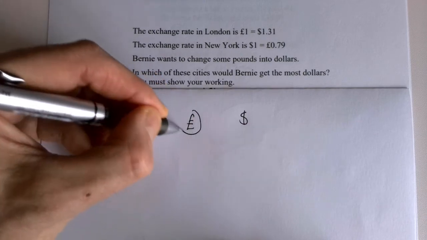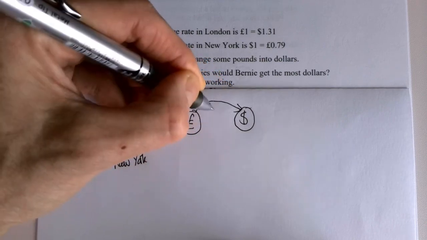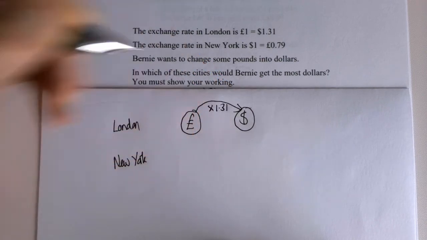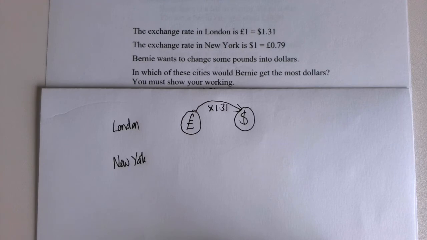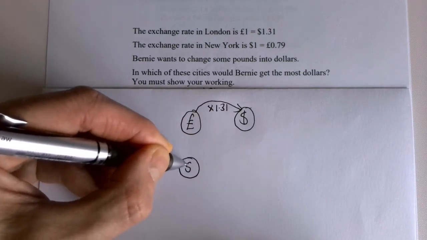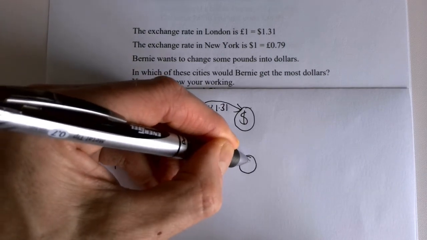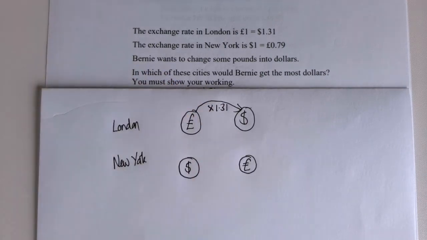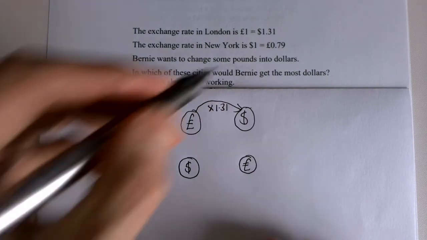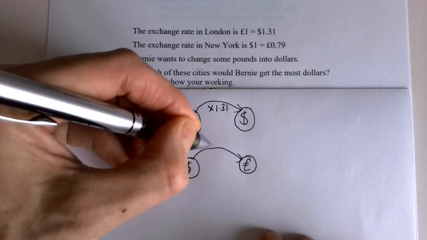So I multiply by 1.31. The New York exchange rate is telling us how dollars get changed back into pounds. And that is $1 is 79p, 0.79 pounds.